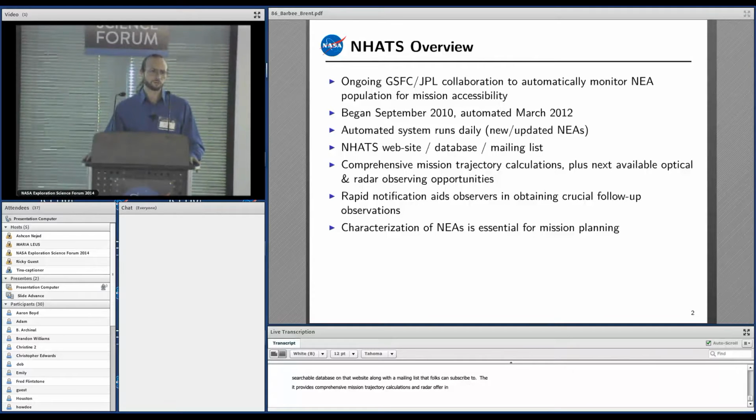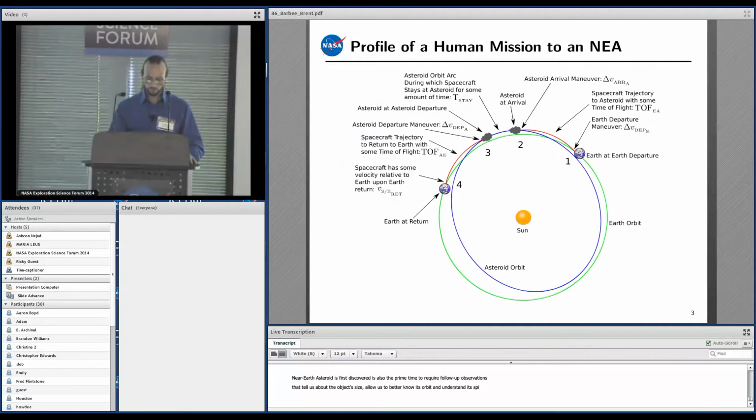Now, the purpose of automating the system and having it run at a daily cadence is to provide rapid notification for observers, both optical and radar, because oftentimes the couple days, maybe a week or two, right around when a near-Earth asteroid is first discovered is also the prime time to acquire follow-up observations that tell us about the object's size, that allow us to better know its orbit, understand its spin state, and other things that are relevant for mission planning.